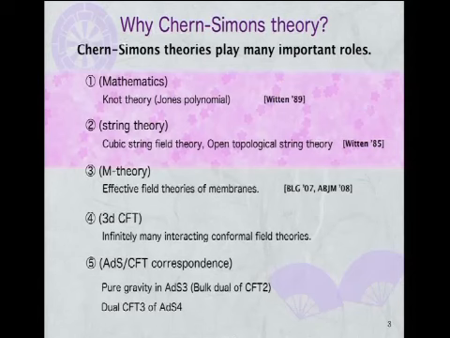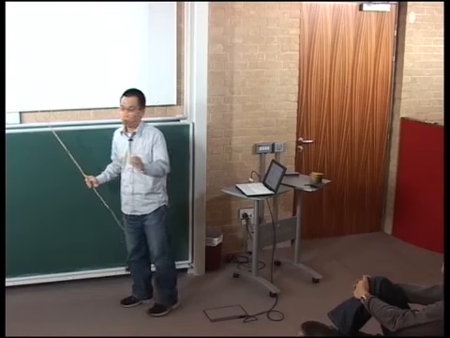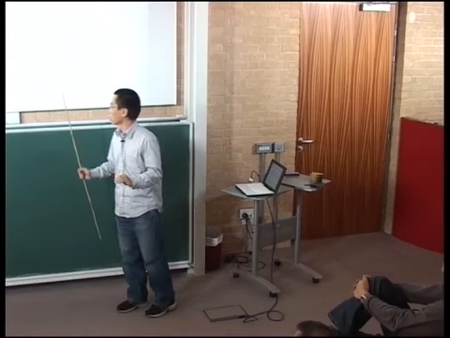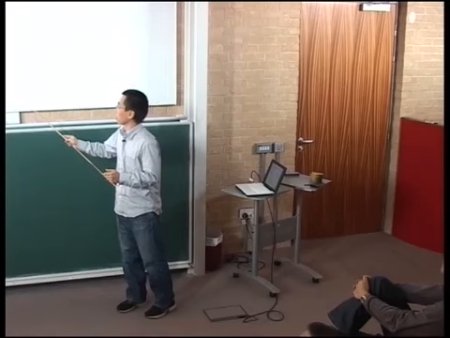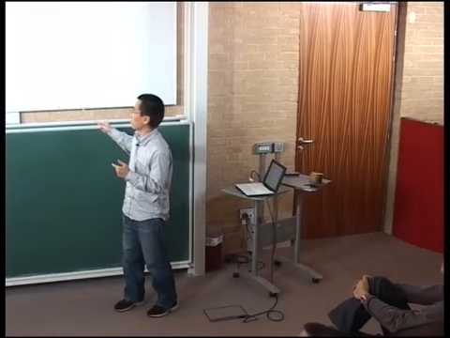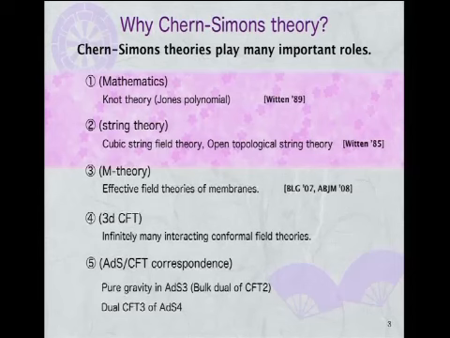And also, Chern-Simons theories appear in the context of AdS/CFT correspondence. Chern-Simons theory can be used as a description of pure gravity in AdS3. And also, as I mentioned, related to here, Chern-Simons theories can be the dual CFT3 of AdS4 gravity. So they are very, very interesting and appear in various stages of high energy physics.